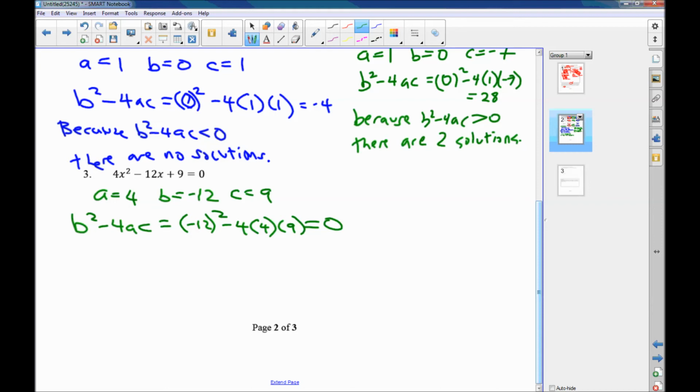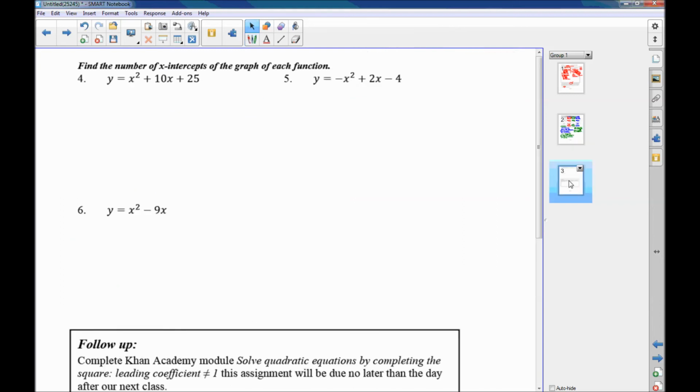So 0, let's see. That meant that we get one exact answer. Okay, because that's the place where the parabola crosses the x-axis only once, which means the vertex is on the x-axis. So because B squared minus 4AC is equal to 0, there is one solution. All right, so that concludes our second page. Let's flip it over and see what's on the third one.